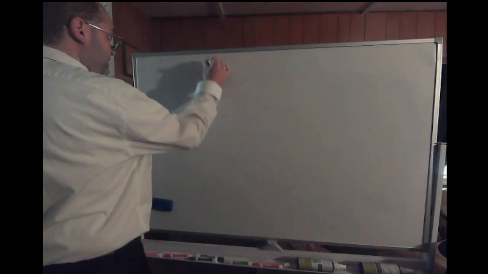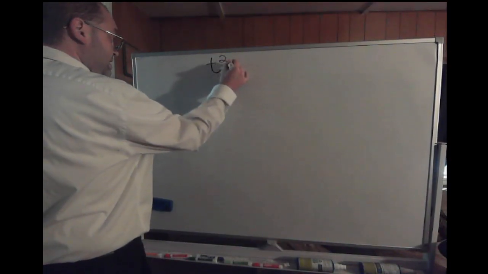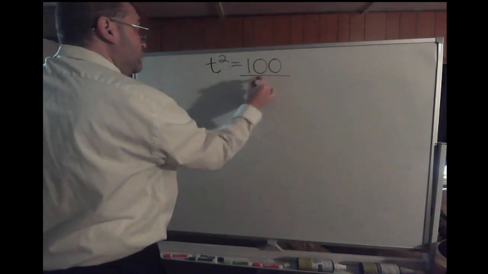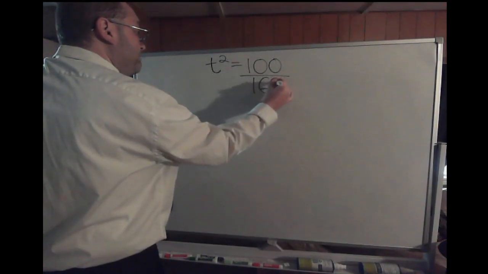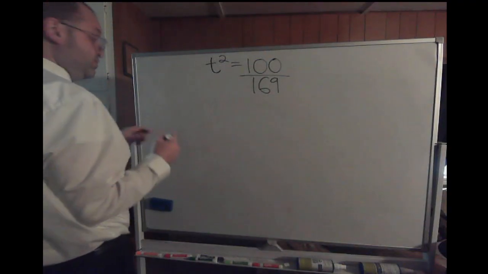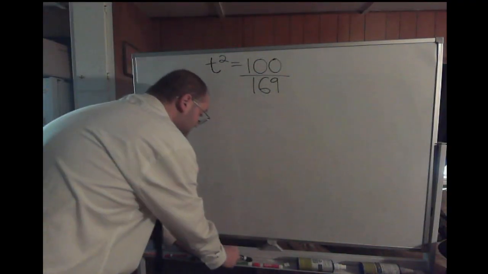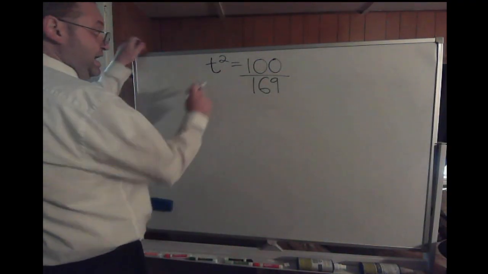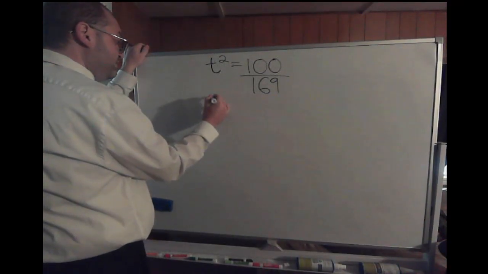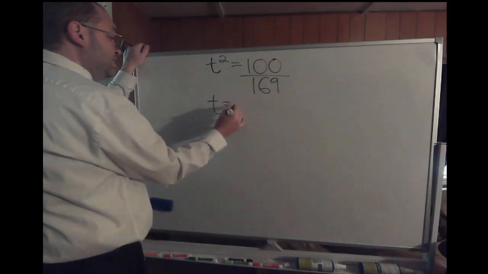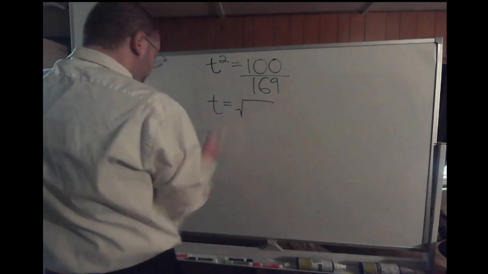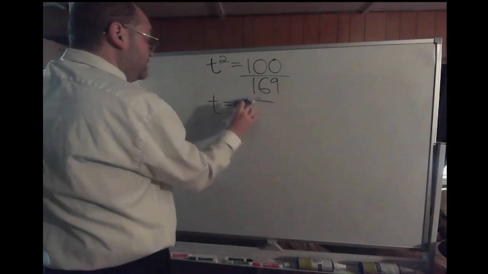Let's see. We have t squared equals 100 over 169. So again, we want to get t by itself, so take the square root of t squared. You will, in fact, get t. That would be equal to the square root of, well, actually, I almost made a colossal blunder.